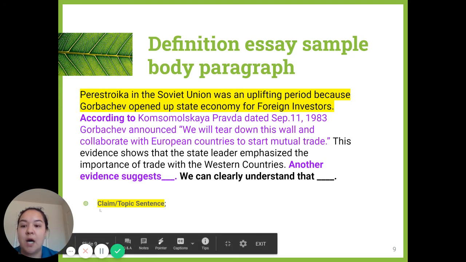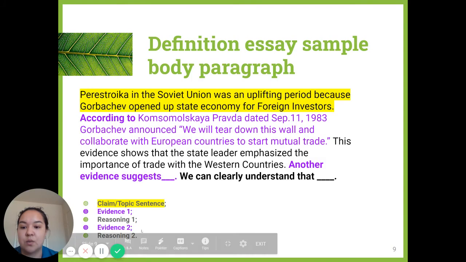Okay, so again, our structure is claim in yellow highlight, evidence 1 in purple, reasoning sentence, regular unhighlighted text, and so on. Evidence 2 and reasoning 2. Okay, sorry, this is covering up my notes. Okay, so you get the idea.